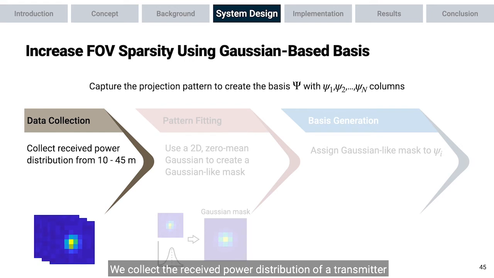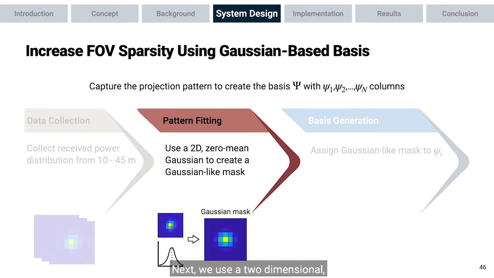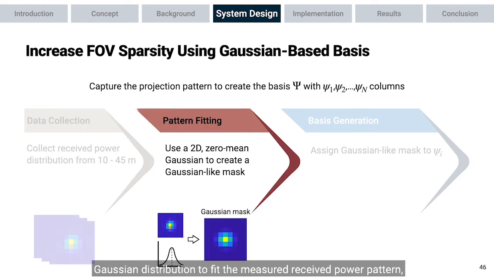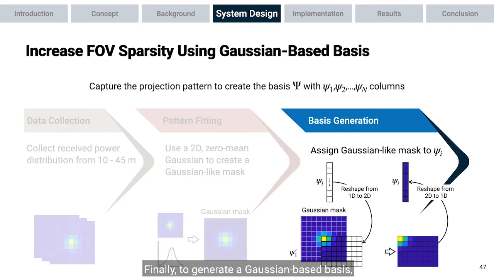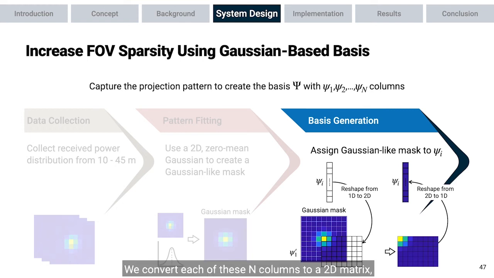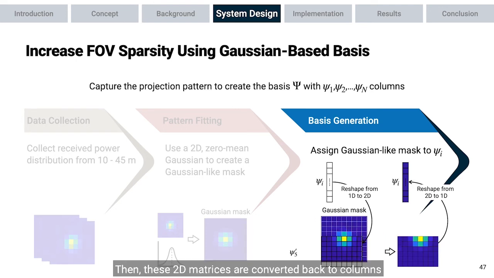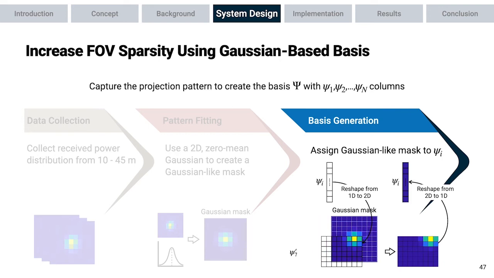We collect the received power distribution of a transmitter from 10 to 45 meters. Next, we use a two-dimensional Gaussian distribution to fit the measured received power pattern and create a discrete Gaussian-like mask. Finally, to generate the Gaussian-based basis, we consider each column of the basis matrix psi a possible location of a transmitter. We convert each of these n columns to a 2D matrix and place the Gaussian mask at different locations, as shown in the animation here for different columns. Then these 2D matrices are converted back to columns and put together to form psi.